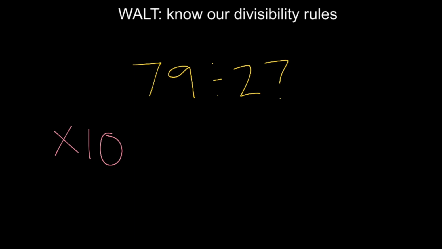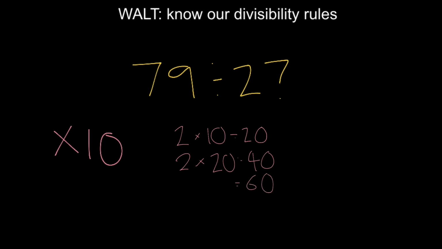So, is 79 divisible by 2? Now the number one method we're going to do today is we're going to times by 10. Do you know how to times by 10? I hope you do. So 2 times 10 equals 20, right? We go 2 times 20, that equals 40, and so on. Times it by 30, 60. Times it by 40, we get 80. So all of these numbers are divisible by 2.